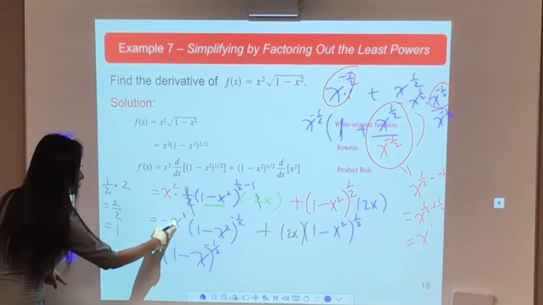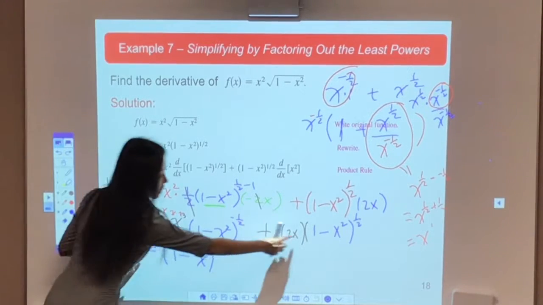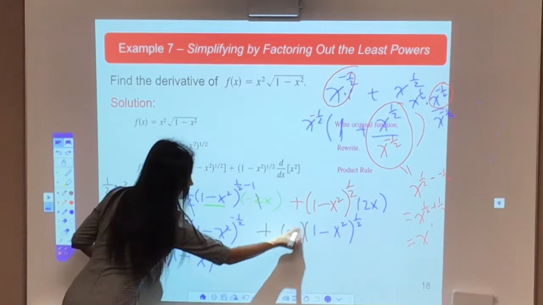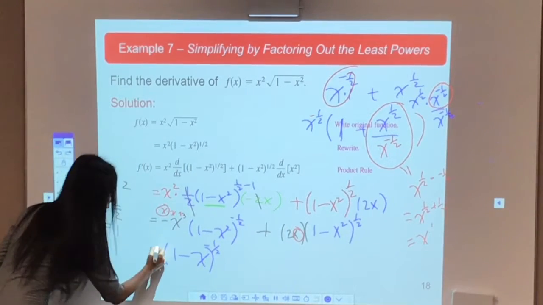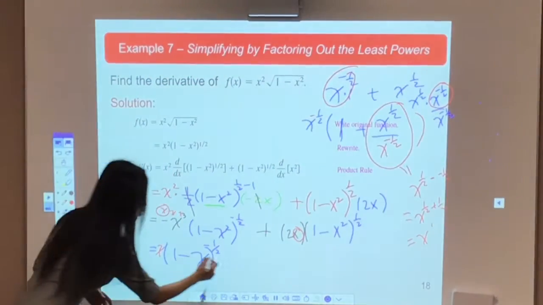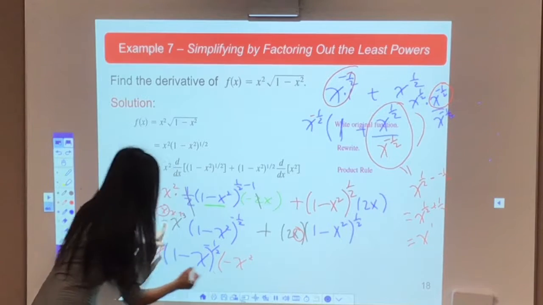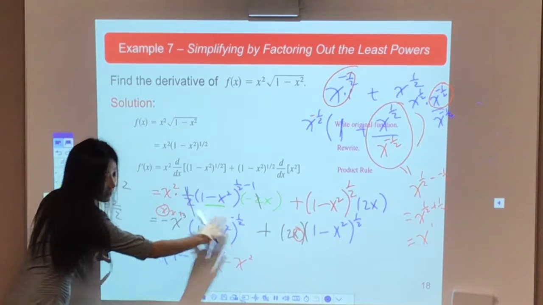No. I have 3 of this, right? I have x times x times x. And I have a 1x right over there. So can I factor this one out, one of them out? Yeah. Alright. So what are you left with? In this case it's negative x squared. There we go. This one I don't have anything left, right? So this is the first one.